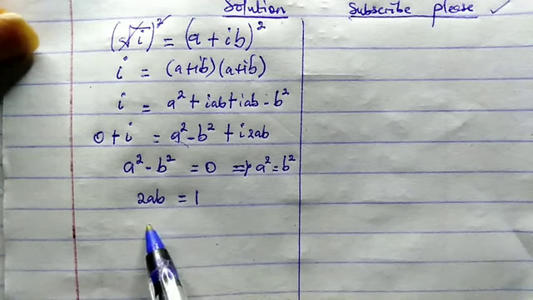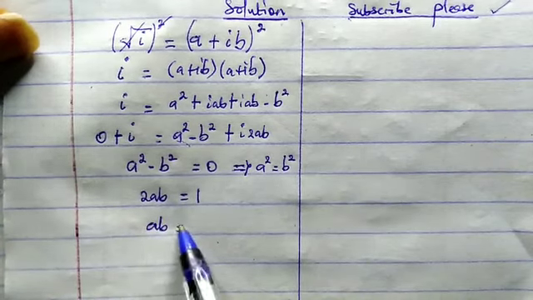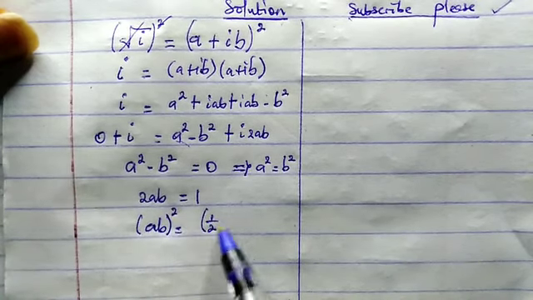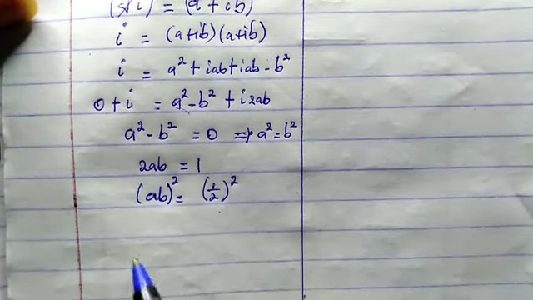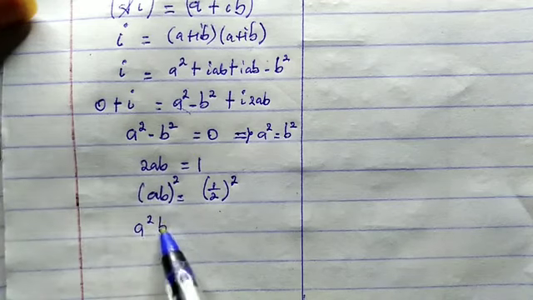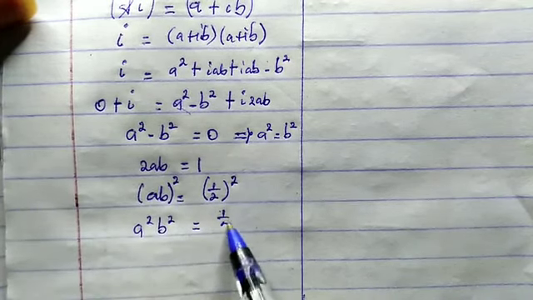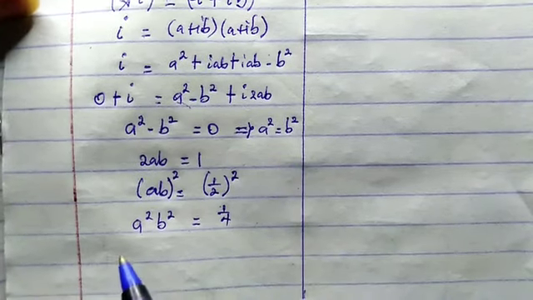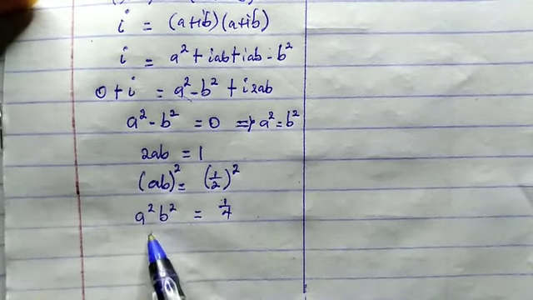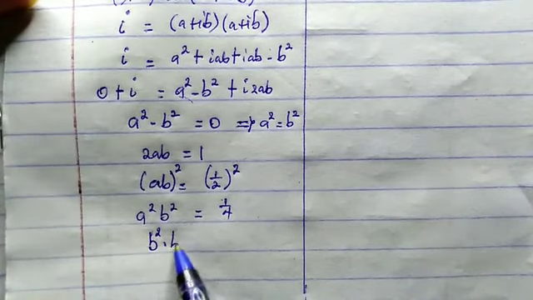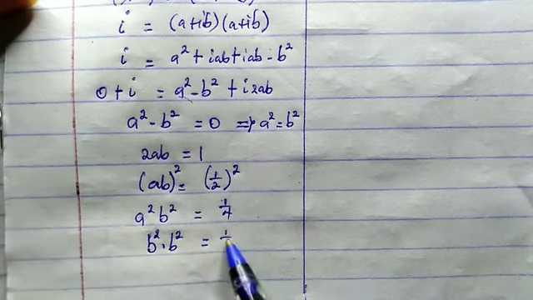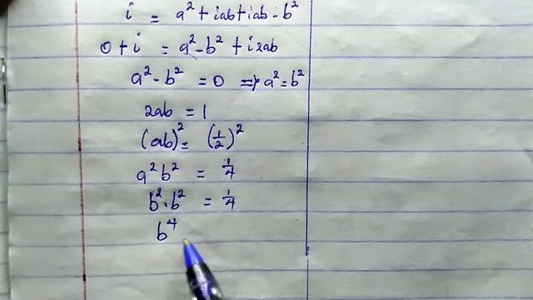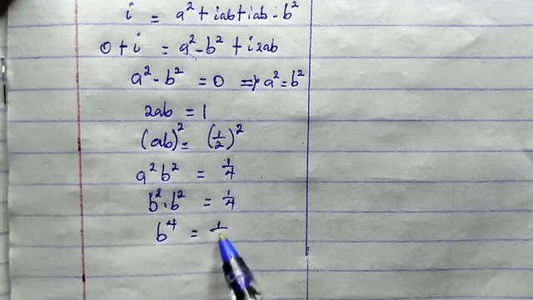So now from here, we have to divide both sides by 2. We get AB is equal to 1 over 2. The idea here is to square both sides. By so doing, we have here A squared, B squared. This is equal to 1 over 4. Now, recall, A squared is equal to B squared, right? So from here, we replace this with B squared times B squared. This is equal to 1 over 4. From here, this becomes B to the power of 4. This is equal to 1 over 4.